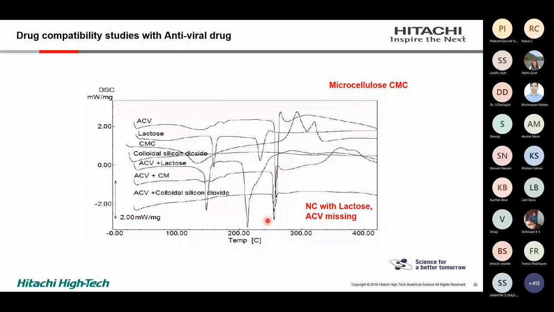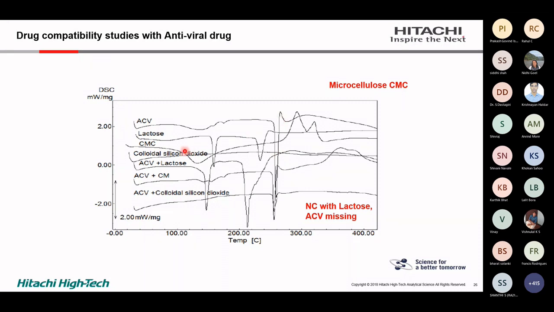Another application of DSC in the pharmaceutical environment is called compatibility. Compatibility studies by DSC: the excipient which is used along with the API, whether it is compatible or not. Now there are 5 graphs shown over here, superimposed on a single screen. The material taken is an antiviral drug, shown as ACV. Look at the top graph, antiviral drug only. There is a clear-cut melting of this antiviral drug compound at around, let us say, 250 degrees Celsius.